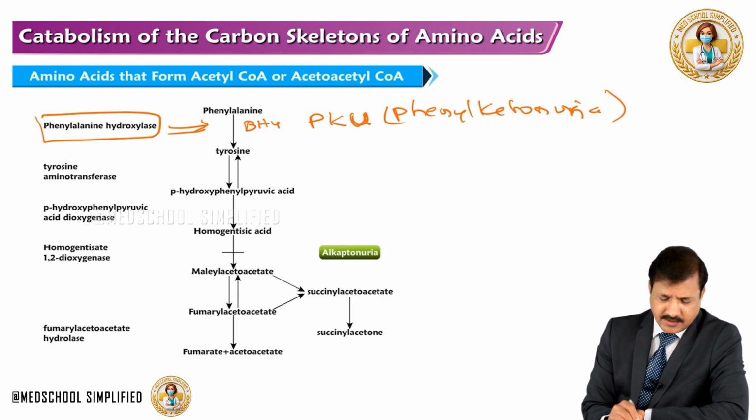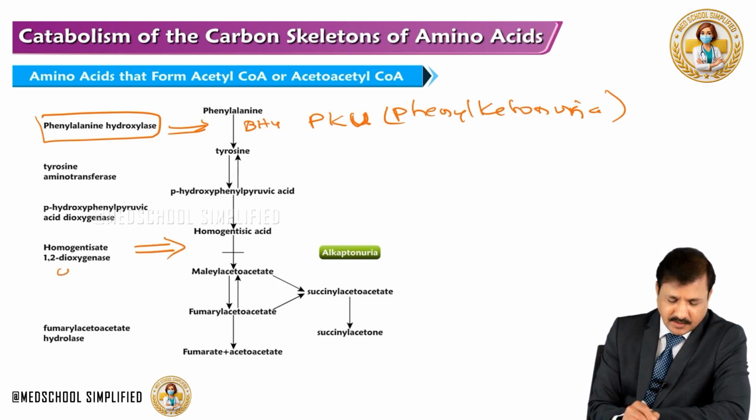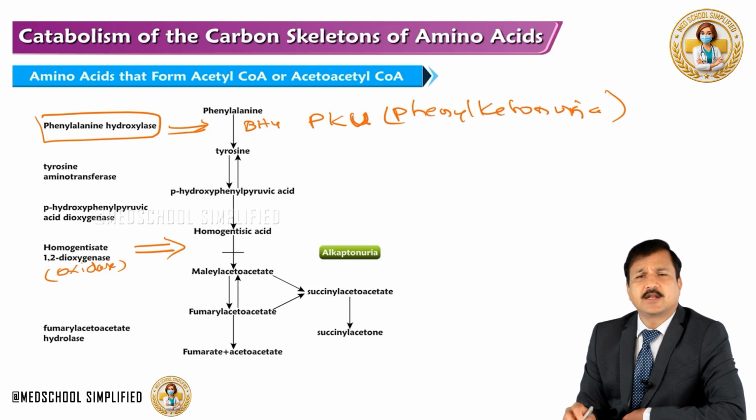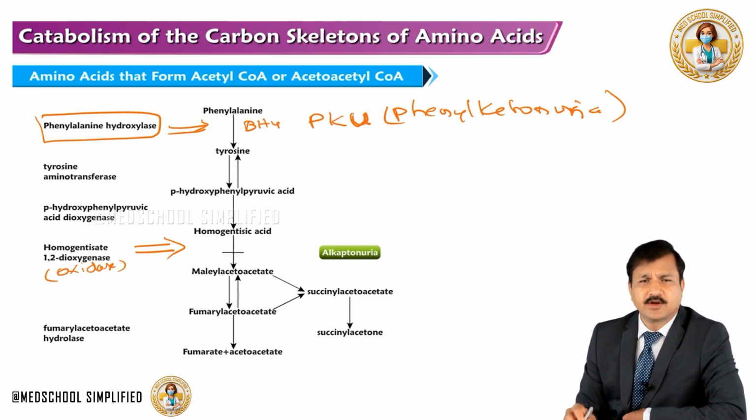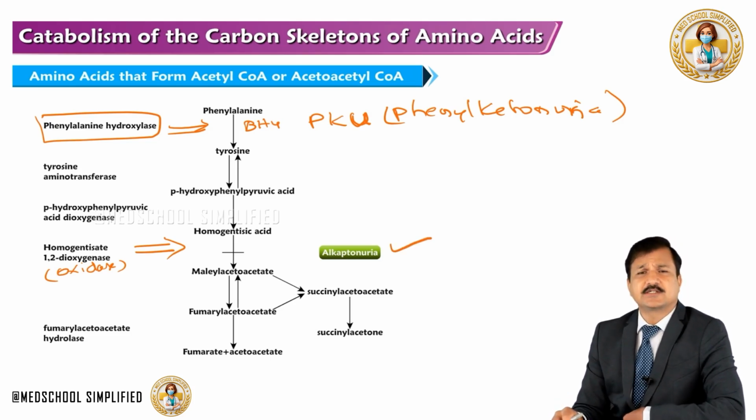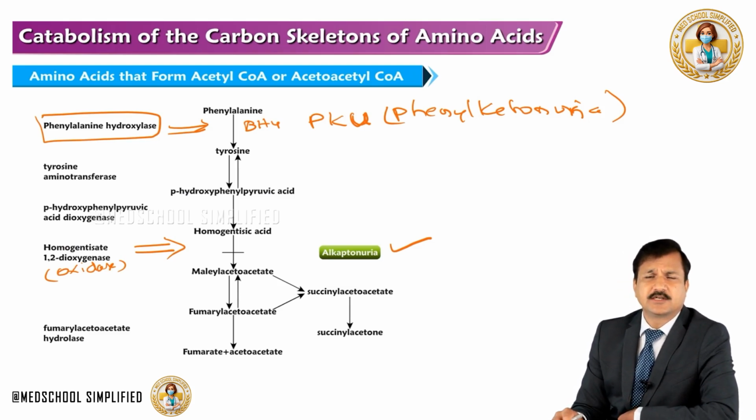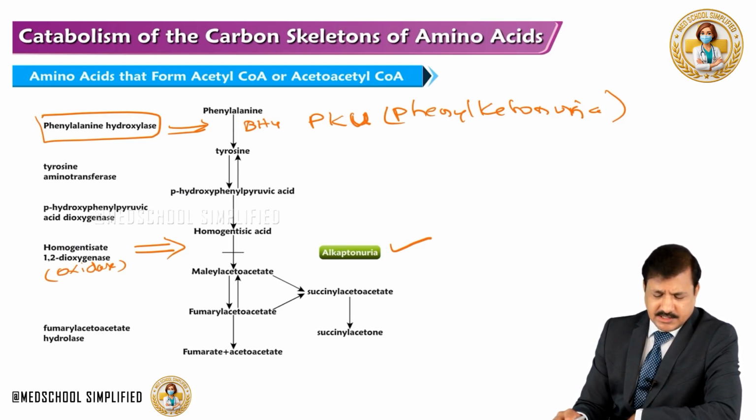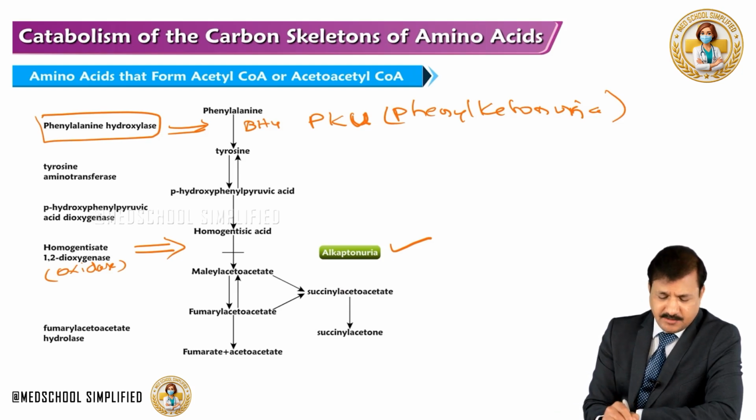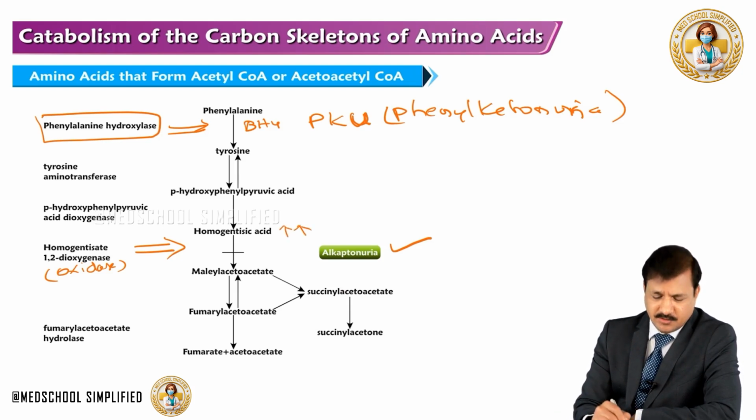So homogentisate is converted to malonyl acetoacetate by homogentisate oxidase, which is written here as homogentisate dioxygenase, and can be written as homogentisate oxidase, a very important enzyme. Defect or deficiency in this enzyme will give rise to alkaptonuria, a very interesting condition with so many interesting features, and characteristic findings for the diagnosis. Now, in this disease, because of deficiency of homogentisate oxidase, there will be accumulation of homogentisate, and this homogentisate will get into an alternate metabolic fate to become benzoquinone acetate.